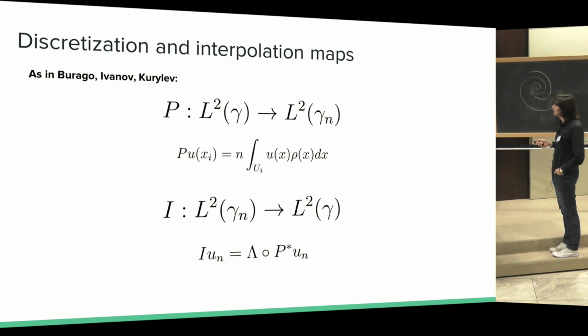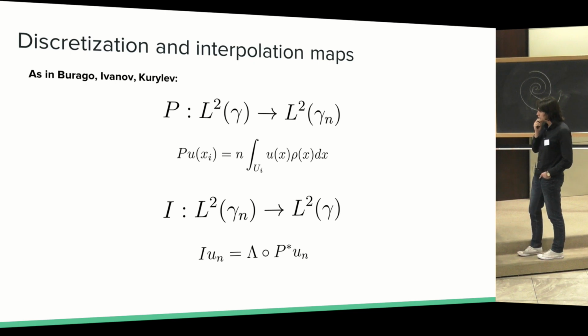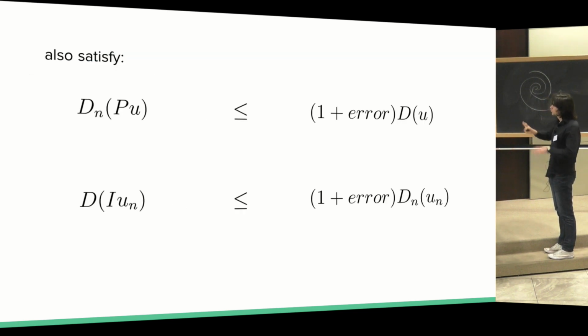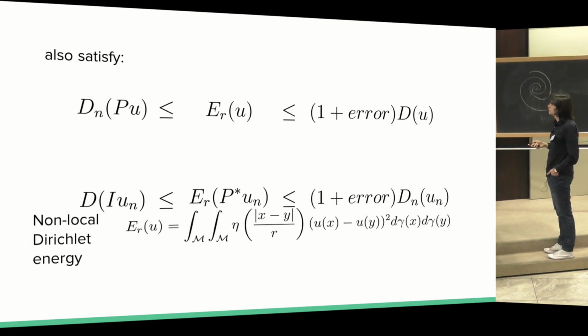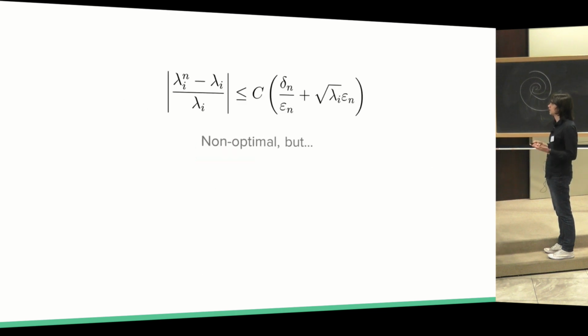These quantitative estimates are obtained using similar ideas as in a paper by Burago, Ivanov, and Kurylev, where they use very carefully designed discretization and interpolation maps, with which you can relate the Dirichlet forms of these two operators, one at the discrete level and one at the continuum level. These discretization and interpolation maps allow you to relate these Dirichlet energies in some way. You have in between, again, this non-local object. You would be more careful than the asymptotic analysis that we did for all the other functionals. But the bottom line is that one can obtain estimates like that.